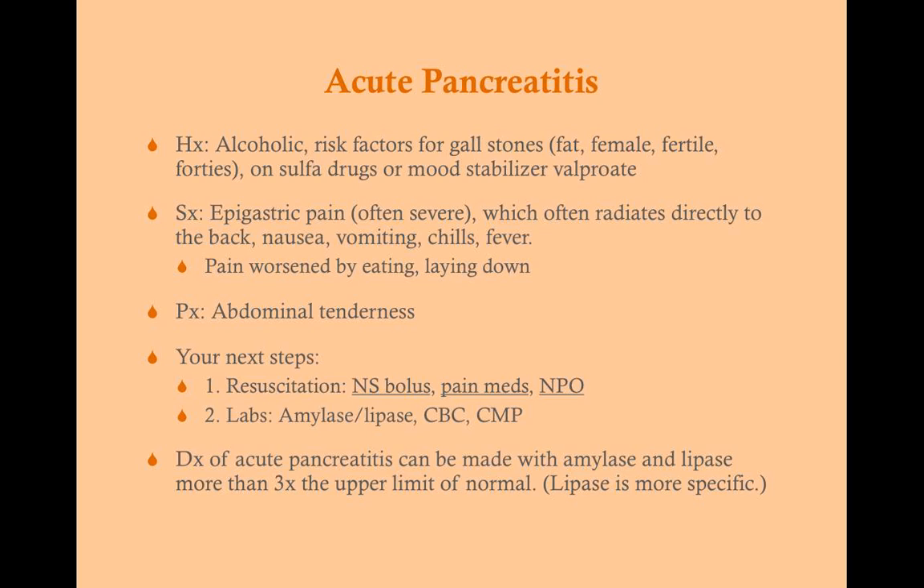The labs that you're going to want to get, and any time you suspect pancreatitis, you want to have your amylase and lipase. Those are really your diagnostic labs. You also want to get a CBC to check to see if there's any white blood cell elevation, and if so, how much, and you want to get a CMP as well. As far as diagnosing acute pancreatitis, that diagnosis can be made with your amylase and lipase, and it not only has to be above normal, but it's got to be more than 3 times the upper limit of normal. But in general, in patients who have acute pancreatitis, their amylase and lipase is going to be sky high. It's going to be much more than 3 times the upper limit of normal.